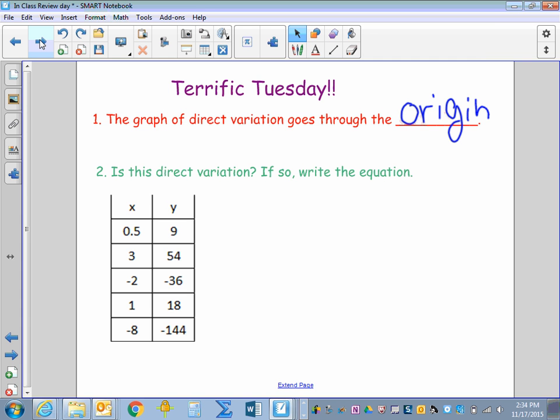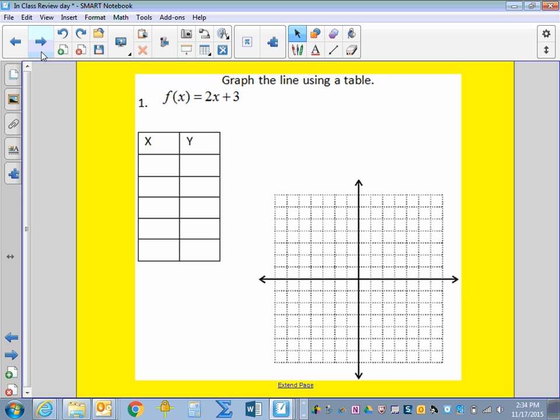Okay? We already did this problem earlier from your homework. Remember to check to see if it's a direct variation. You have to see if it's multiplied by the same thing each time. And it is indeed multiplied by the same thing each time. Okay, so now let's take a look at what's actually on your sheet. What I'm doing right now is reviewing for your test next class.